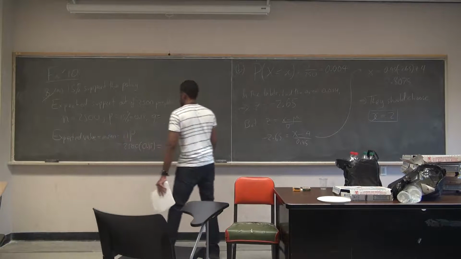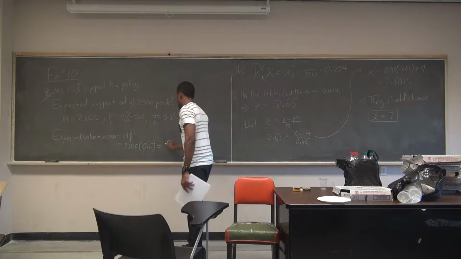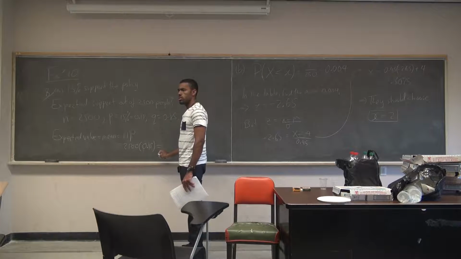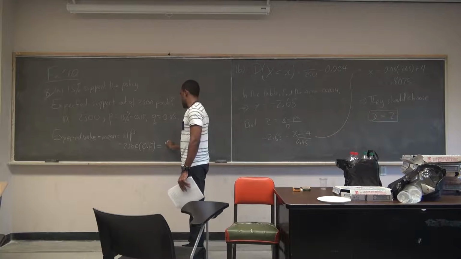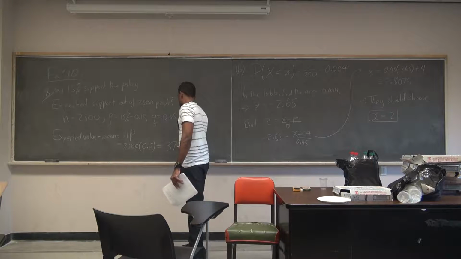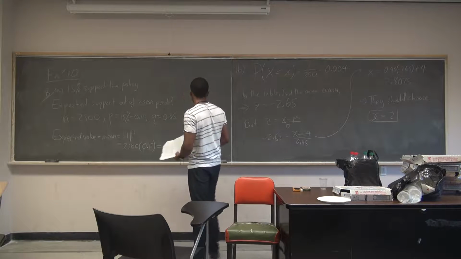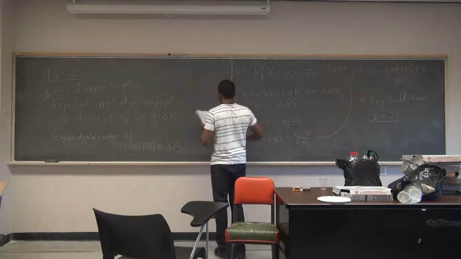So you just multiply that by 0.15. Oh wait, no, sorry, it has to be 375, that's the mu. That's the number of people you expect to support this legislation. 375.